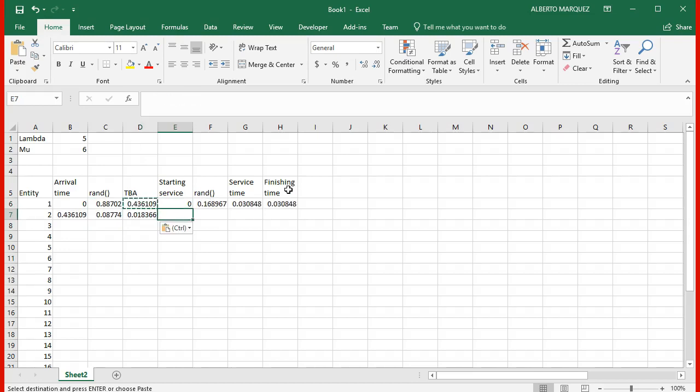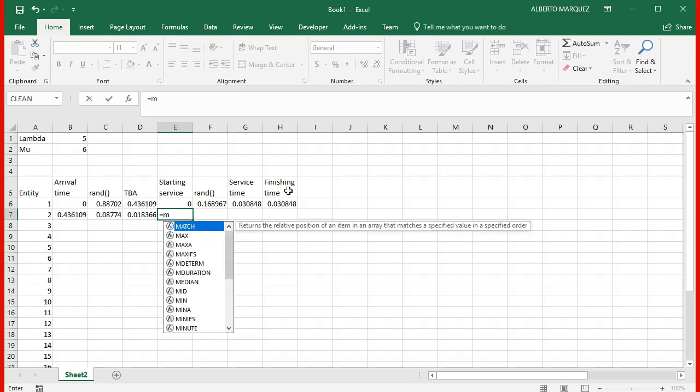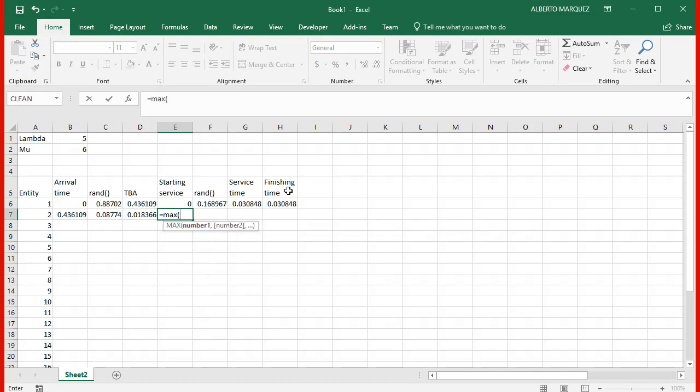Very good. Now the service time gets a little tricky, because two things have to happen in an MM1. The server has to be available and the entity should have already arrived. So in order to compute that, we will use the maximum between the arrival time, guaranteeing that the entity already arrived, and the departure or finish of the previous entity, guaranteeing that the server is available.